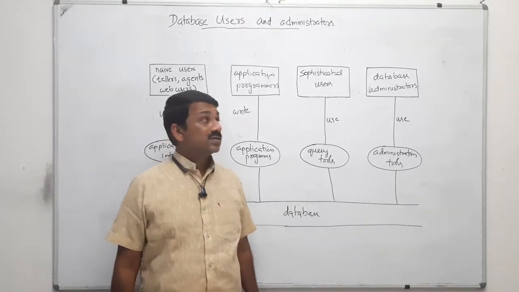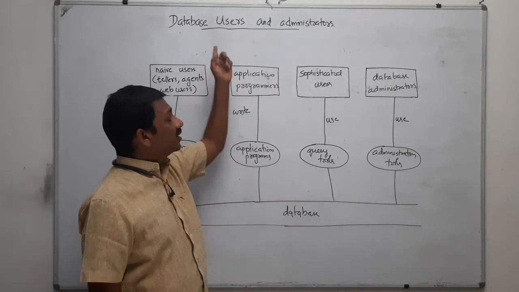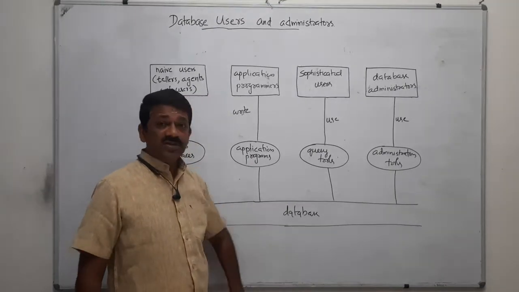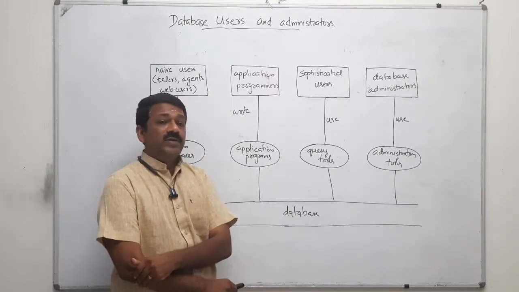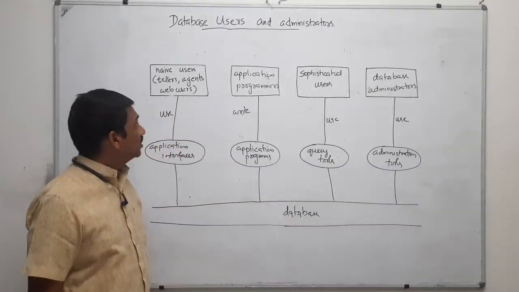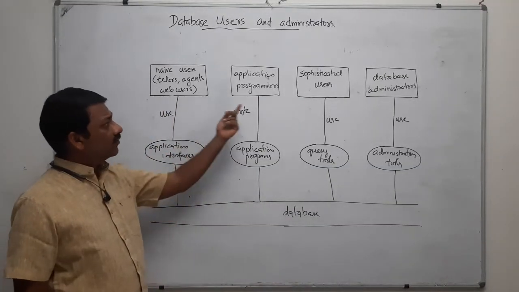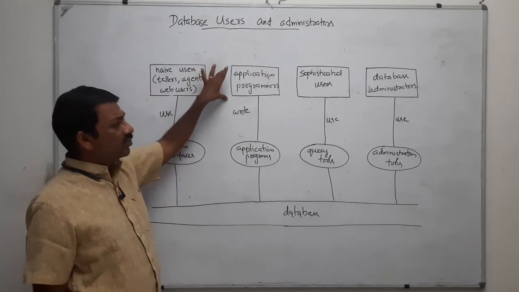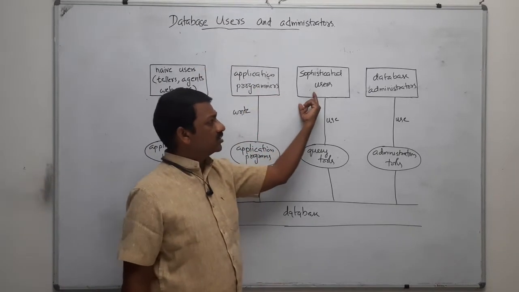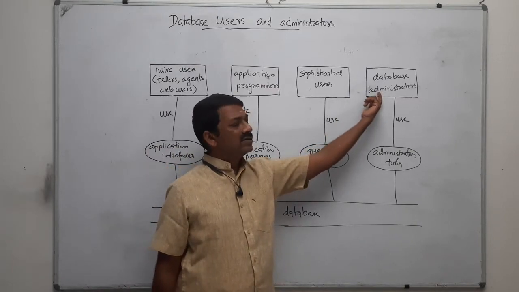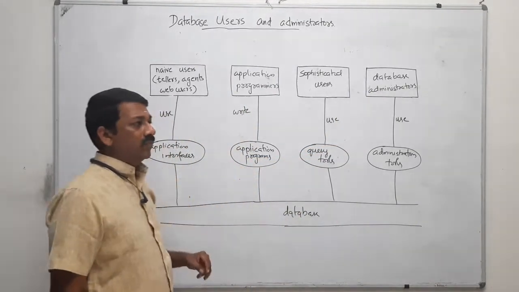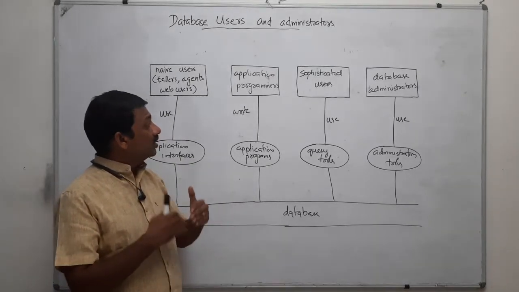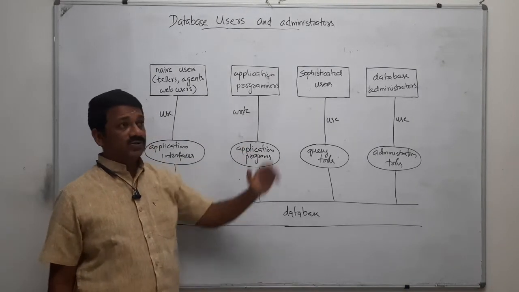We are going to discuss the various database users and administrators as far as a database management system, or DBMS, is concerned. Here we have four different types of users: naive users, application programmers, sophisticated users, and database administrators. Now we are going into the details of these different types of users.